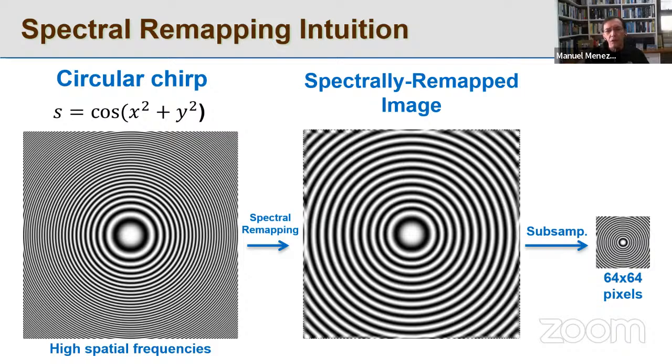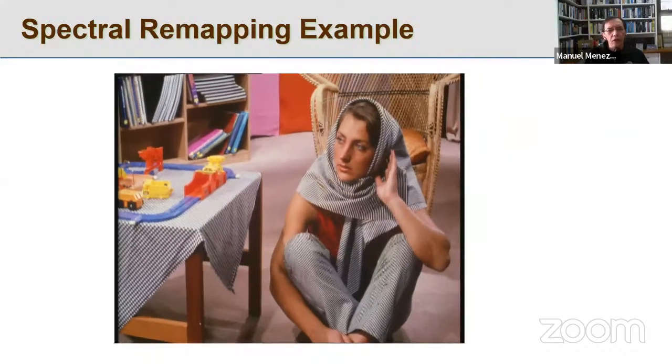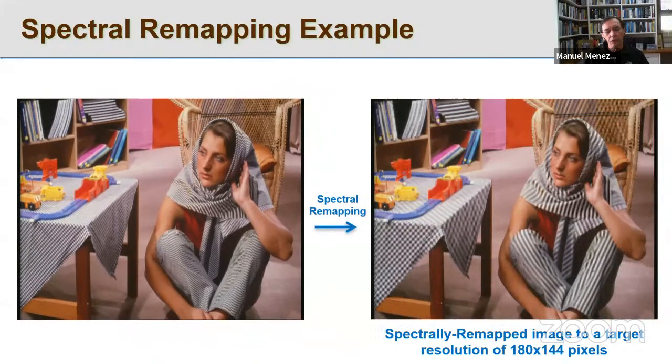So now that I've given you this first intuition, let me show you a slightly more complex example. Here's an image that contains complex waves in many directions and with different frequencies. For this particular image, if we are interested in creating a spectrally remapped image for a particular resolution of 180 by 144, you should note that this mapping is specific for a given target resolution, since this resolution defines the range of representable frequencies.